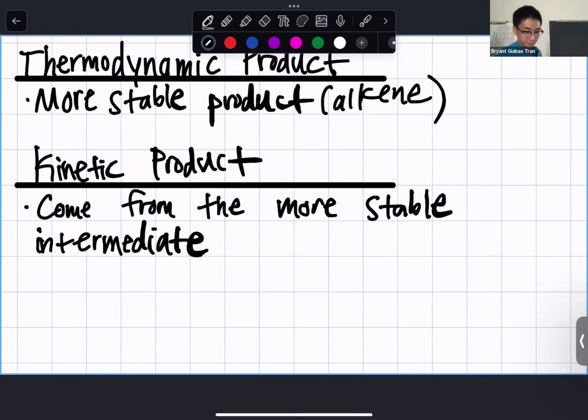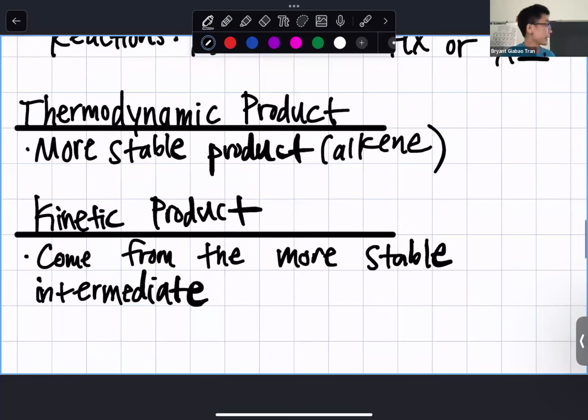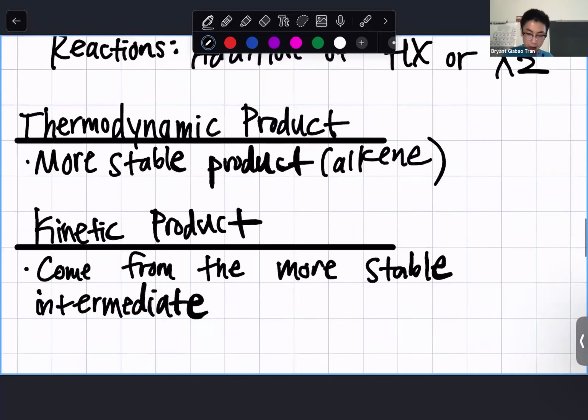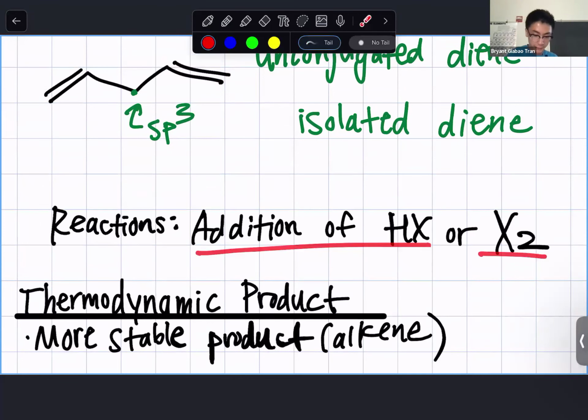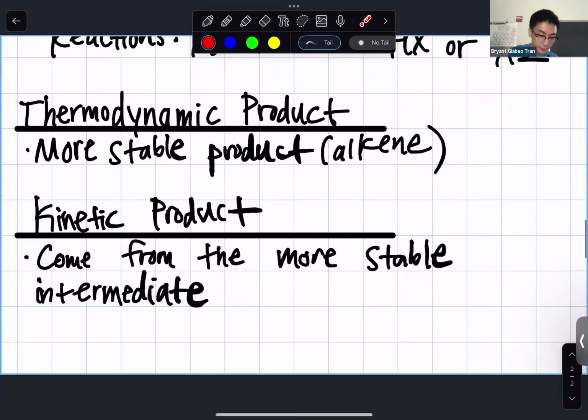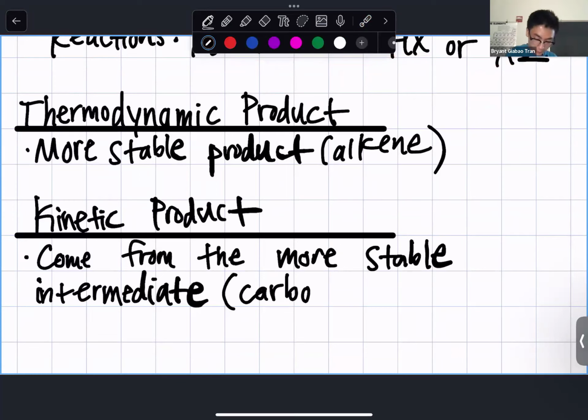In future reactions, you are going to get thermodynamic and kinetic products, but for conjugated reactions like the addition of HX and X2, the intermediate is going to be a carbocation. Other intermediates in other reactions could be carbanions, the negative charge, or radicals. But for these reactions here, we're just going to worry about the carbocation.